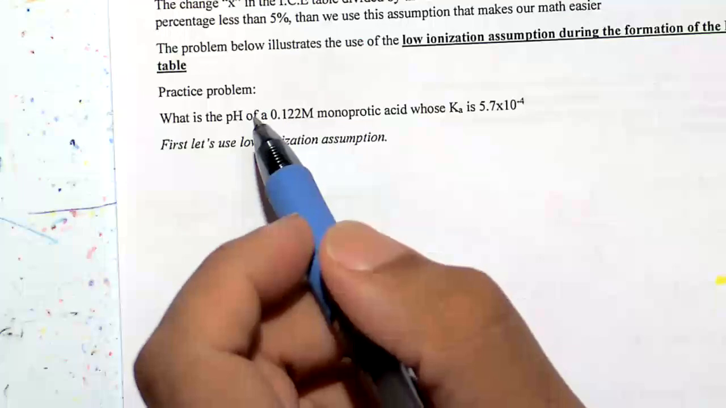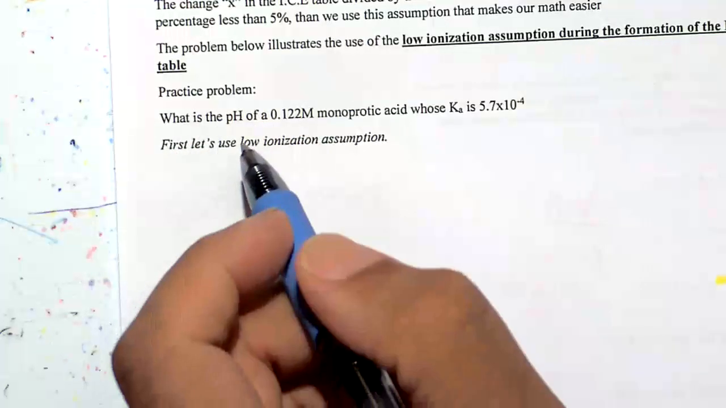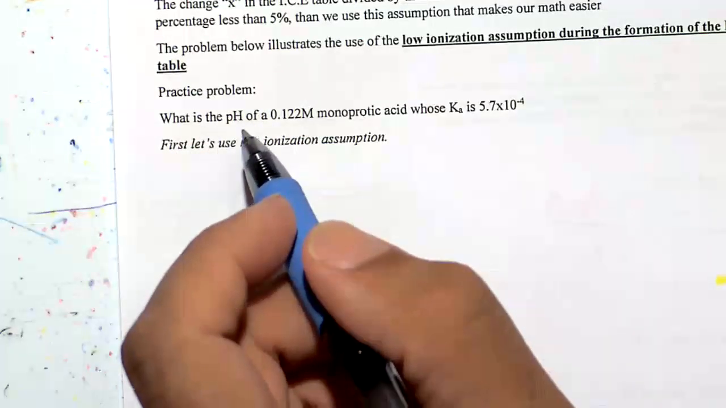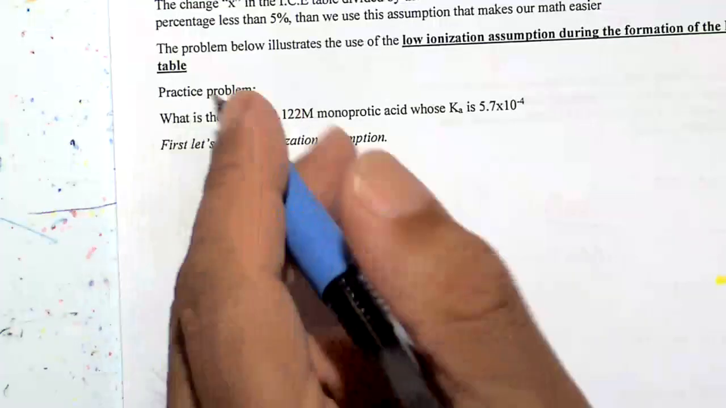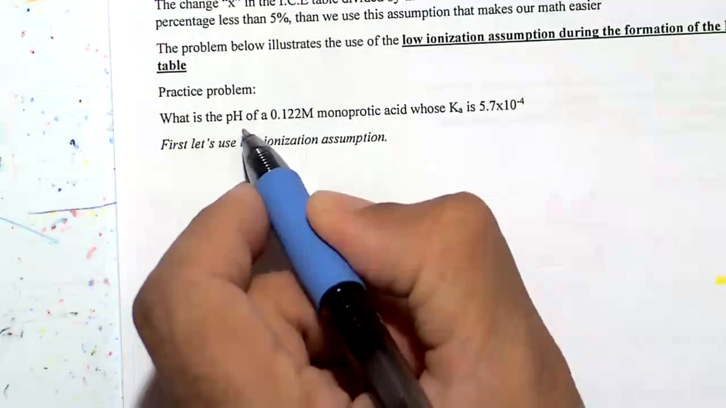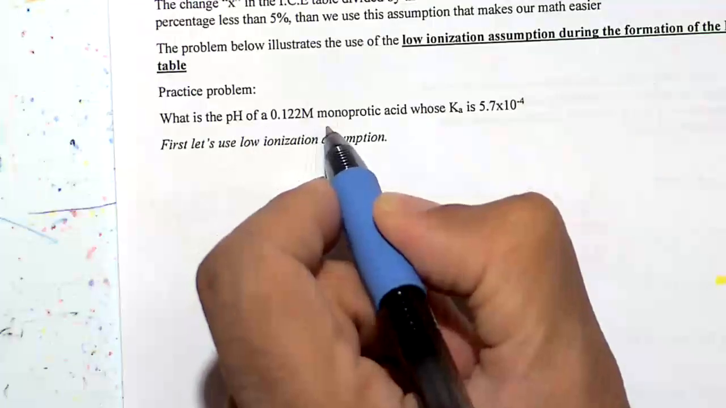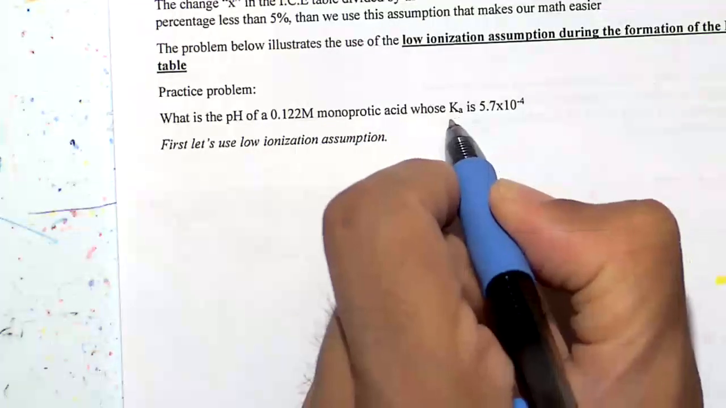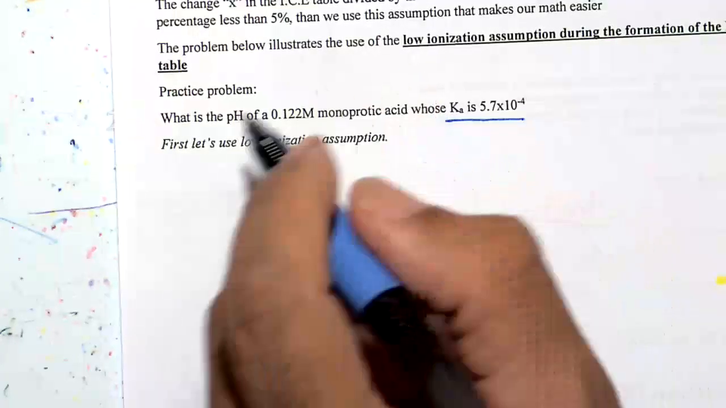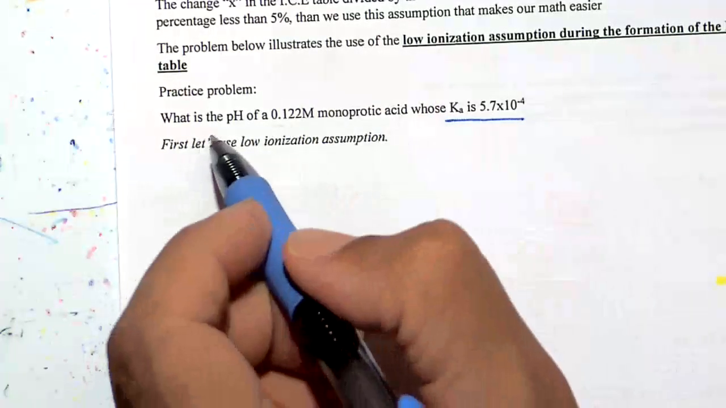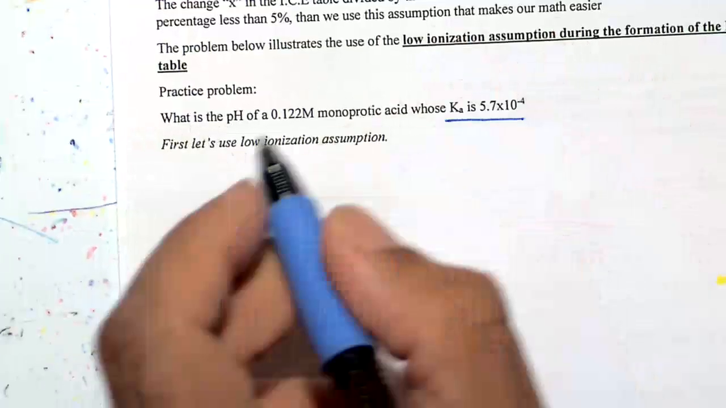All right, so I want you guys to do this problem with me because this is going to be the setup for what we'll do many, many times over in 15 and 16. So what is the pH of 0.122 molar monoprotic acid whose Ka is 5.7 times 10 to the minus 4? Ka less than 1, it's given to us in the problem. We need to find the pH.